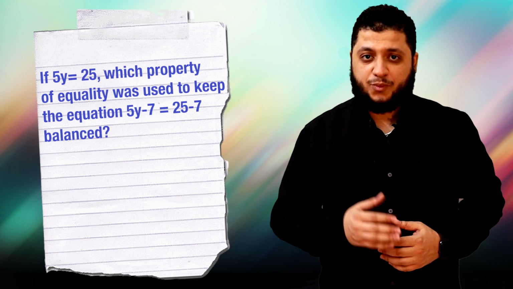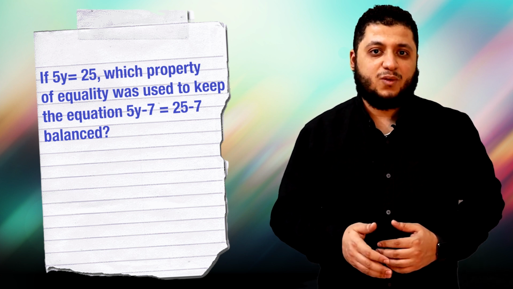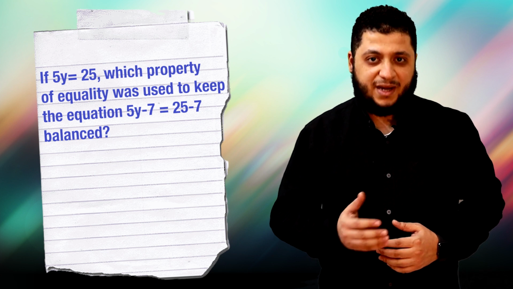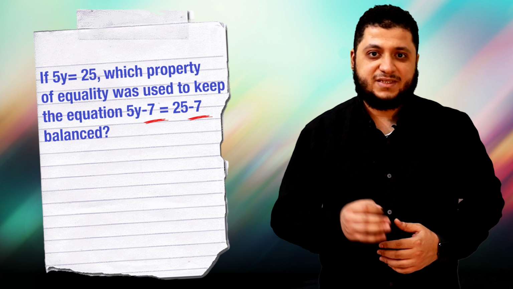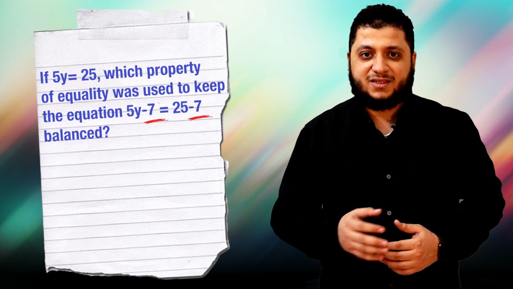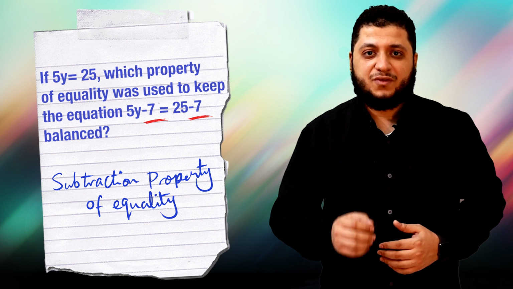Example: if 5y equals 25, which property of equality was used to keep the equation 5y minus 7 equals 25 minus 7 balanced? You can notice here that we subtracted the same amount, the same number 7, from both sides. So we can say this is called the subtraction property of equality.